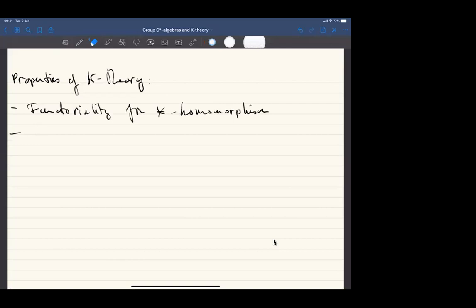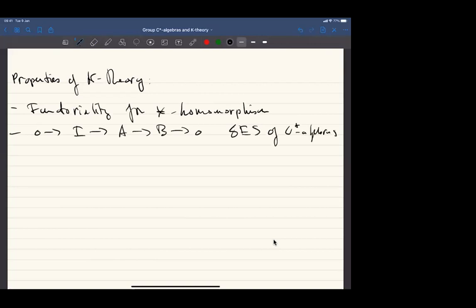Now, the following important property is that if I have a short exact sequence of C-star algebras where I is an ideal in A, and this map is an inclusion, and this is a kind of quotient map, of course, so these are both star homomorphisms, I injective and Q surjective, then we get a long exact sequence in K-theory.